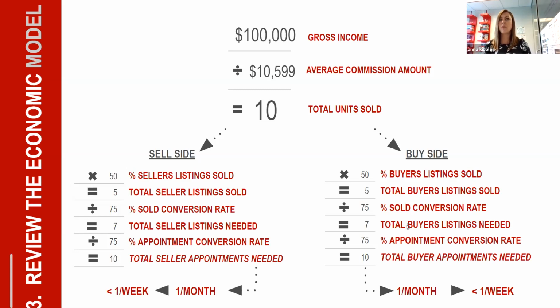So what do you guys think about this? Does this make sense, how your gross commission income is built by going on those listing appointments that lead to the buyer appointments? Awesome. Yep, I'm seeing heads nodding. We're getting thumbs up. I'm glad I haven't lost you guys.